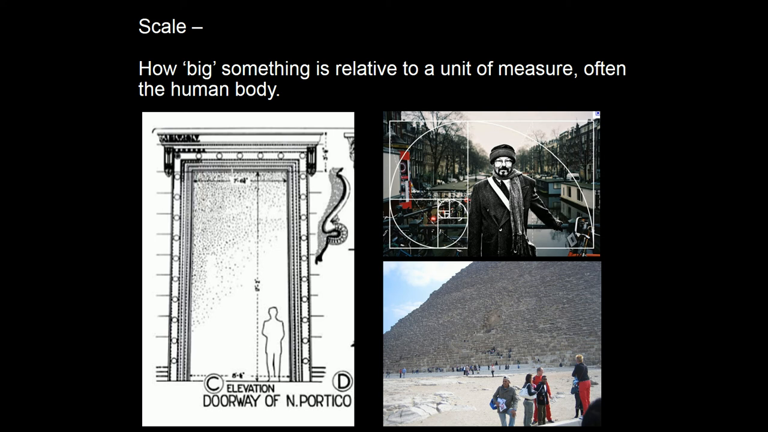The idea of human scale in relationship to something also tells you just how big the thing is. So you can see this picture of one of the pyramids in Giza and just the size of the people that are on it. These things are huge.